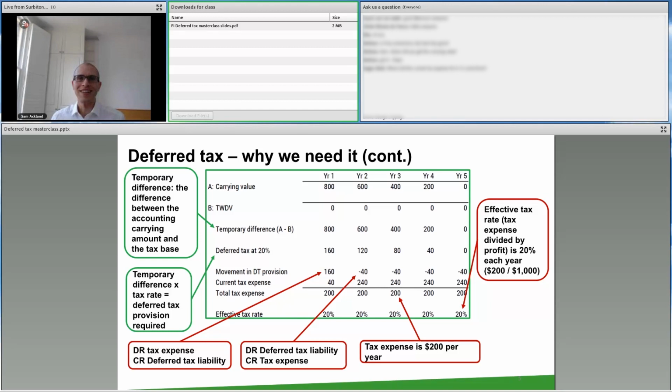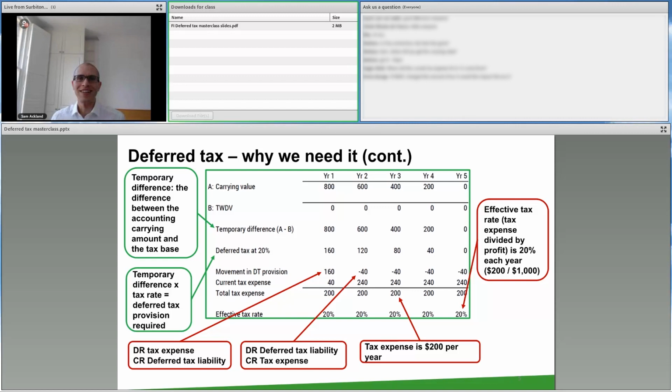Okay, so that's why we need deferred tax. We need to use these temporary differences such that we can match our tax expense to our accounting profits. That example that I've just gone through, and obviously you might need to have a look through the slides in your own time to trace through these figures, is an example of what we call accelerated capital allowances. So it's a difference between the tax allowances that we get for an asset and its accounting carrying amount.